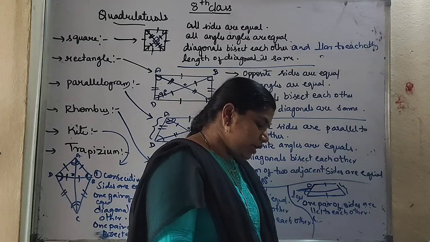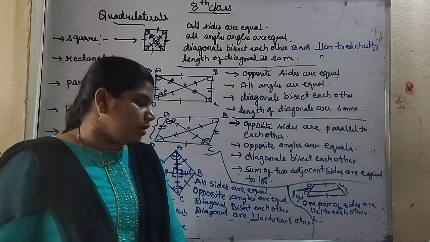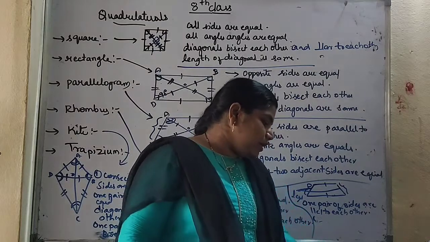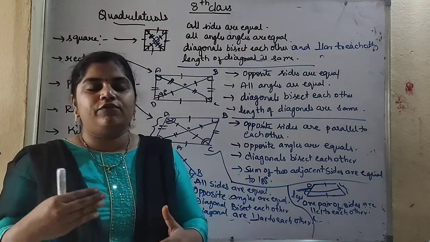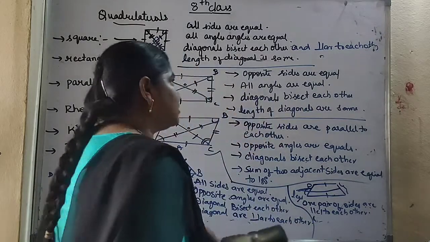Now how to construct this quadrilateral? Some measurements are there. If they give certain measurements, we can construct a quadrilateral. We will see that, and we will start the exercise.